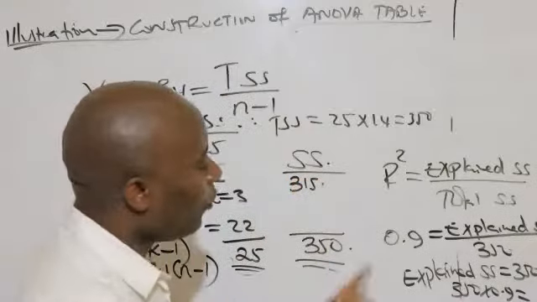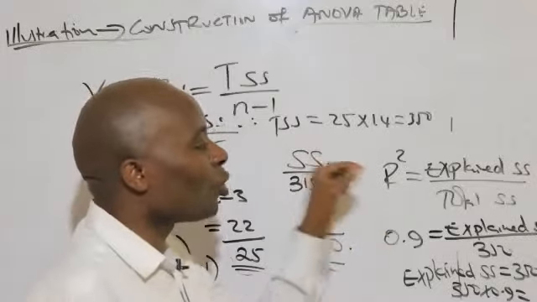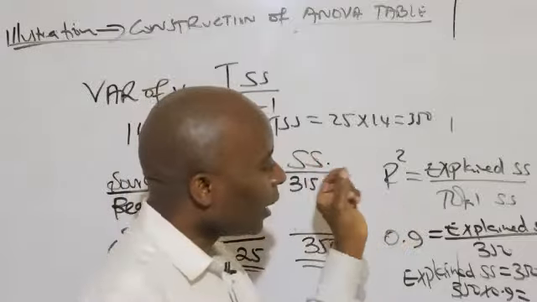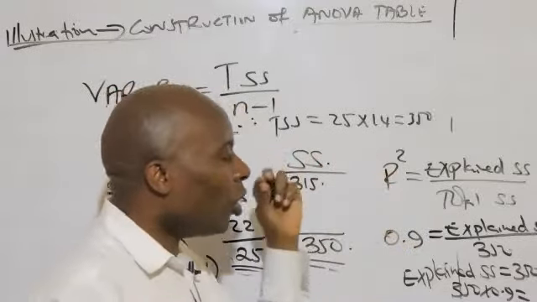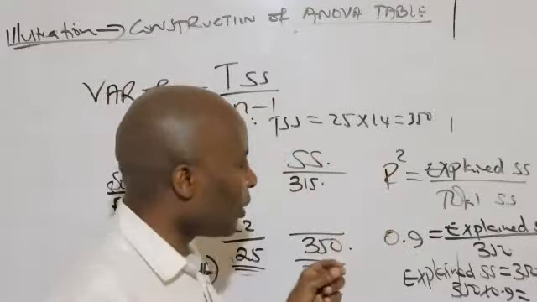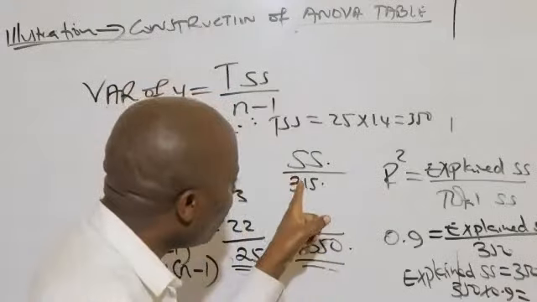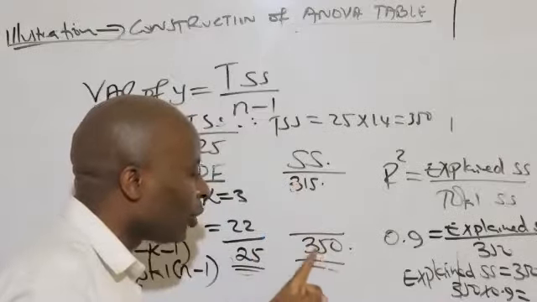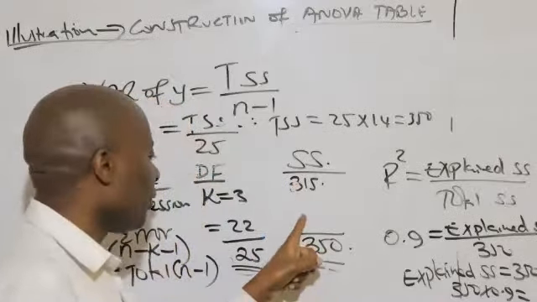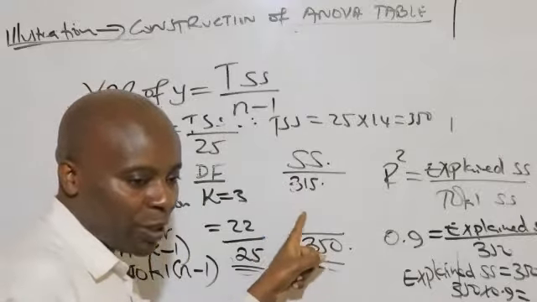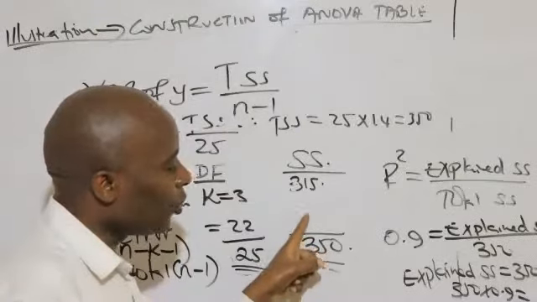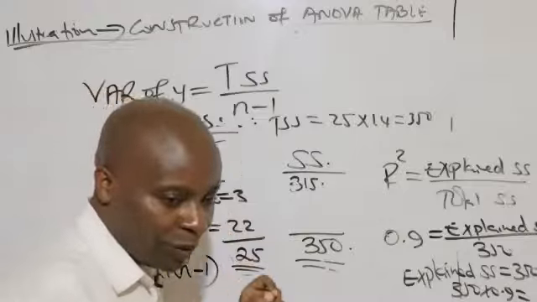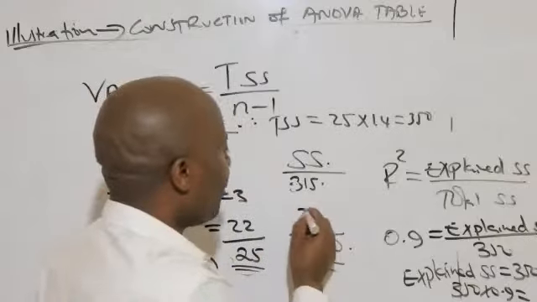Don't forget our formula of R squared also makes use of this SS. We normally take the explained sum of squares over the total sum of squares. So now having gotten these 315, knowing very well that these two must add up to 350, the balancing figure here will be the error sum of squares. 350 minus 315 gives me what figure? 35.